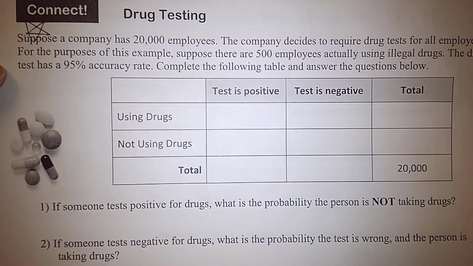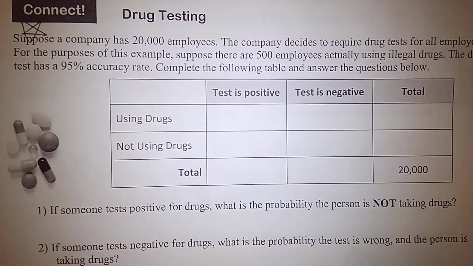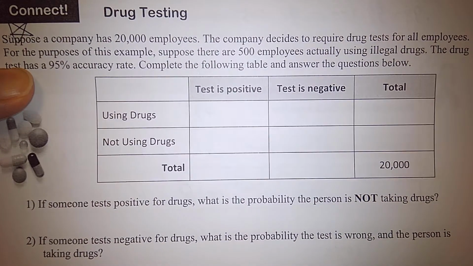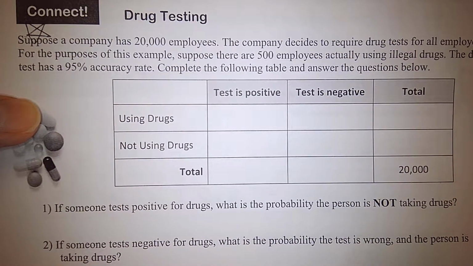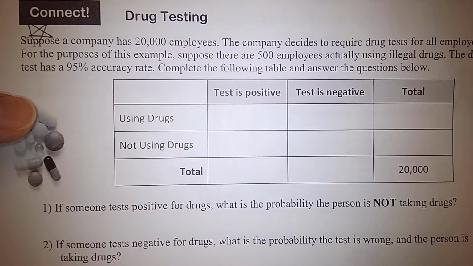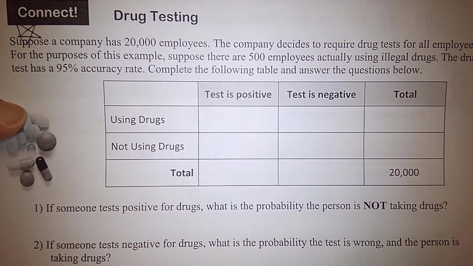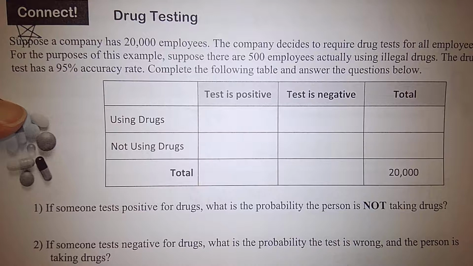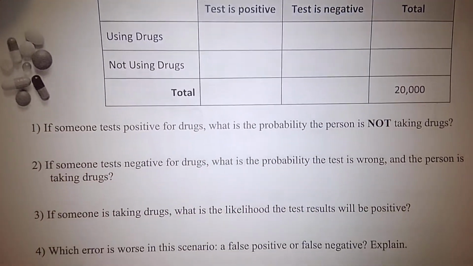Okay, whose turn? Andrew? Suppose a company has 20,000 employees. The company decides to require drug tests for all employees. For the purpose of this example, suppose there are 500 employees actually using illegal drugs. The drug test has a 95% accuracy rate. Look at the following table and answer the questions.